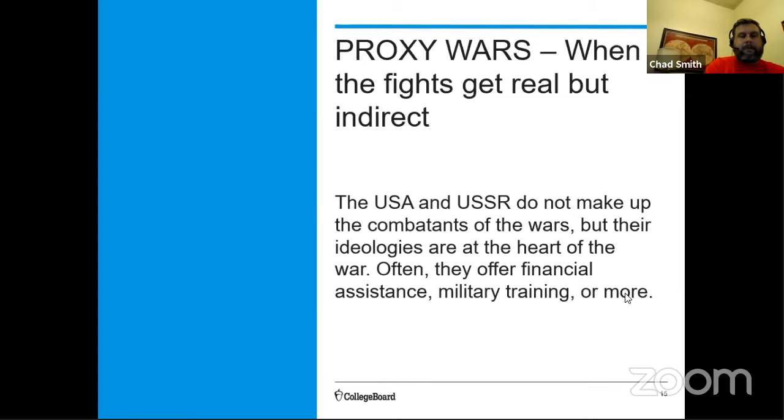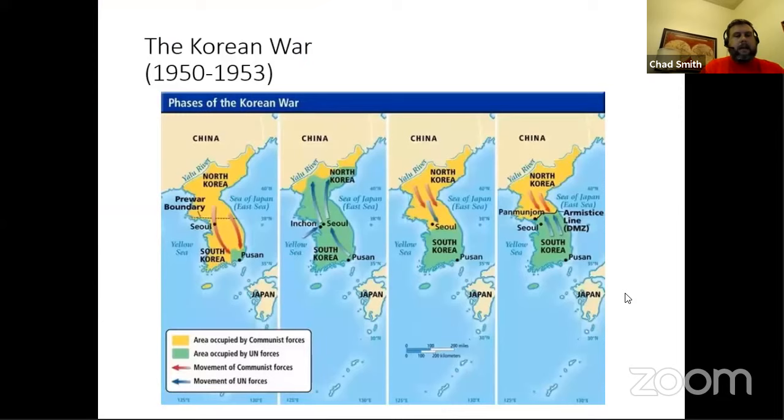Our first example is in Korea. Korea, like Germany, was occupied after World War II. This one was occupied in the northern region by the Soviet Union and in the southern region by the United States of America. Just like in Germany, the Soviet Union was looking to spread communism and totalitarian government, and in the southern region, the United States was looking to spread democracy and capitalism.